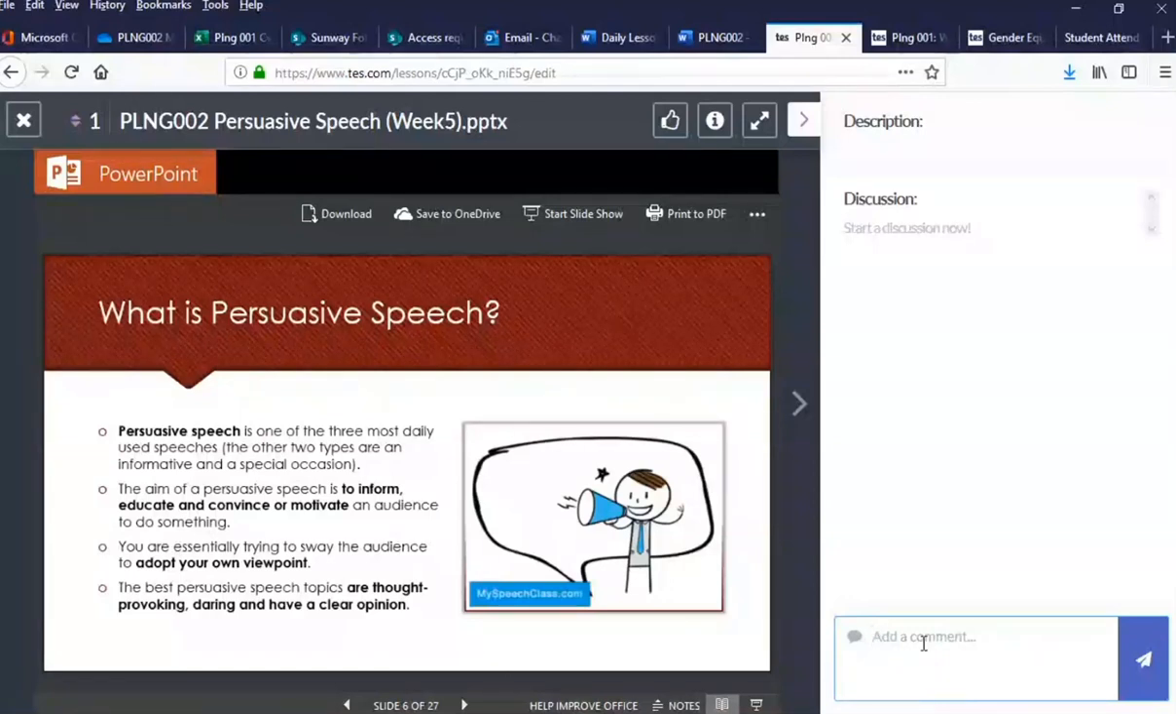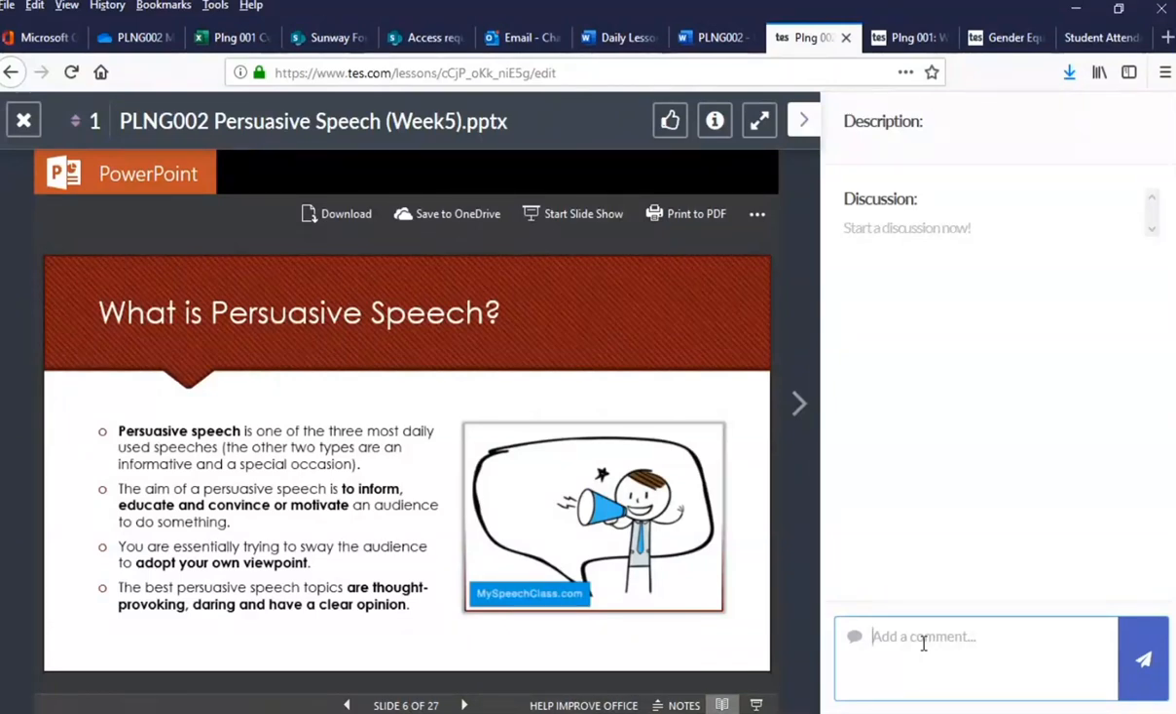The aim of a persuasive speech is to inform, educate, and convince or motivate an audience to do something. Like I said just now, persuasive speech is to educate them. You are essentially trying to sway the audience to adopt your own viewpoint. Maybe at first when they come to listen to your speech, they might be thinking of something else. But after they have listened, they will tend to sway towards what you have told them, and they will accept your viewpoint.